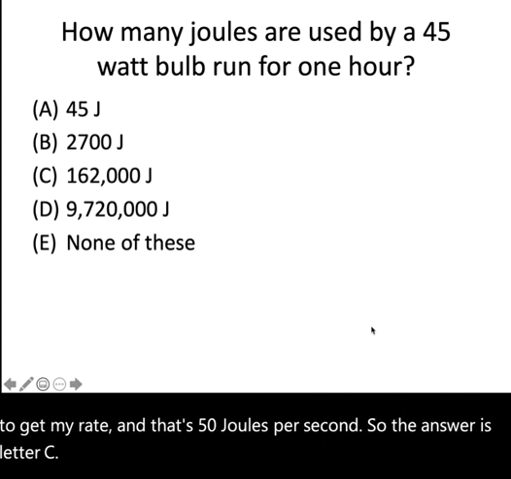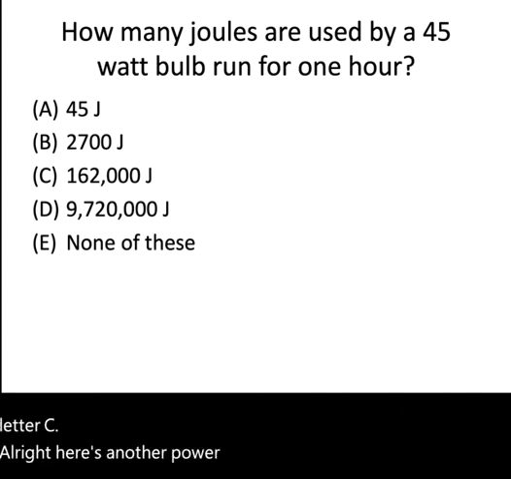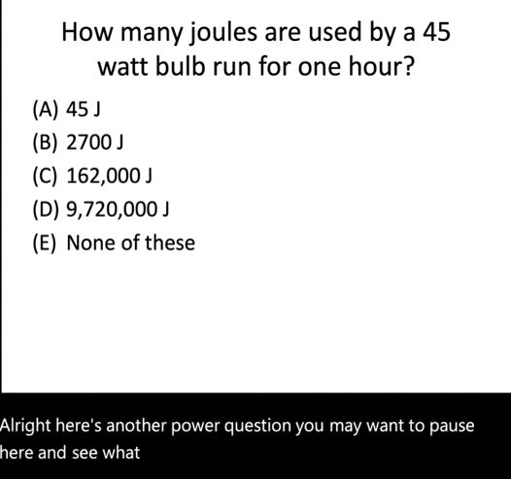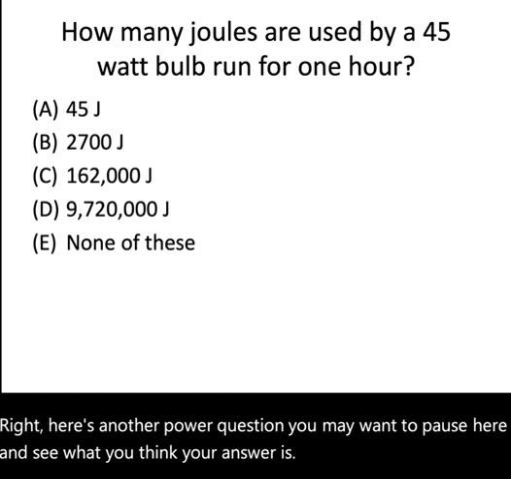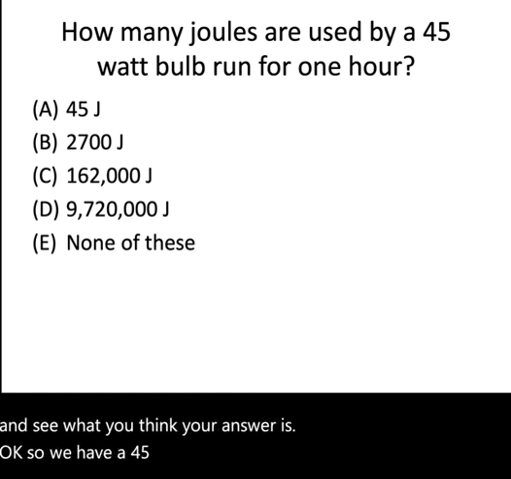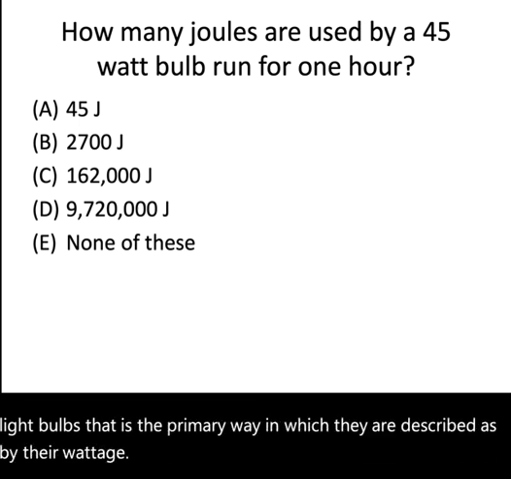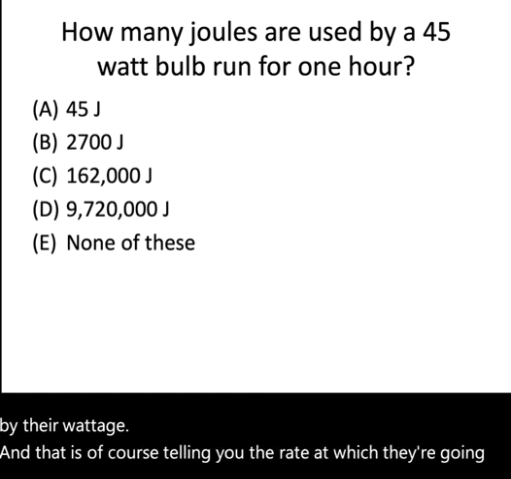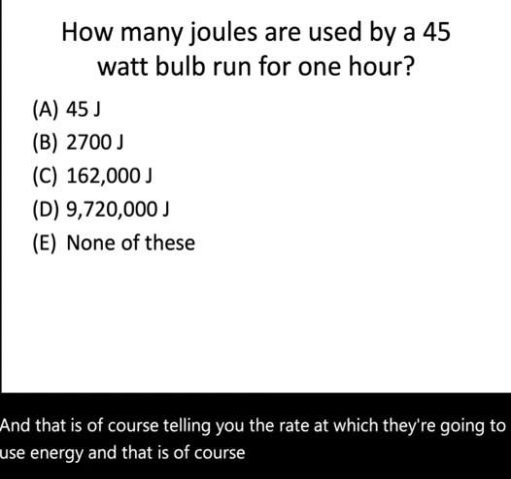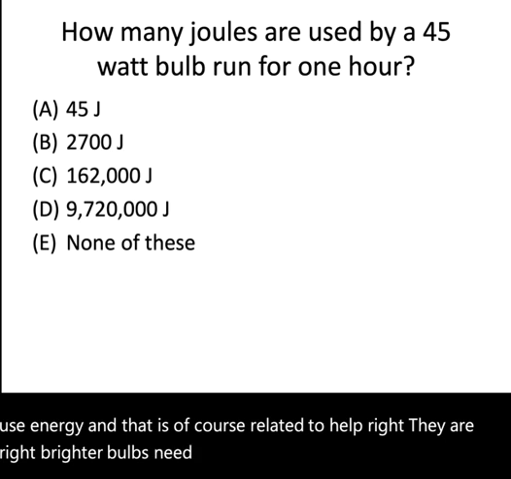All right, here's another power question. You may want to pause here and see what you think your answer is. Okay, so we have a 45 watt light bulb. If you've ever bought light bulbs, you know that is the primary way in which they're described, by their wattage. And that is telling you the rate at which they're going to use energy. And that is related to how bright they are. Brighter bulbs need more energy because the light is a form of energy.